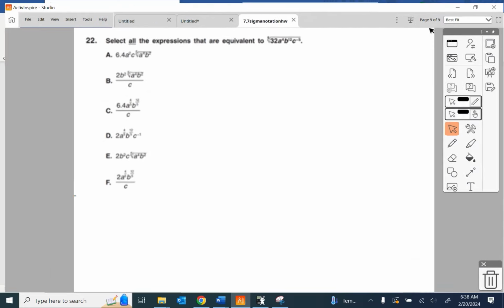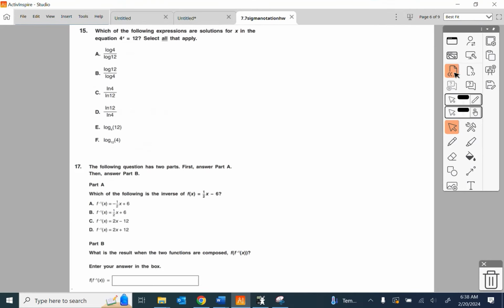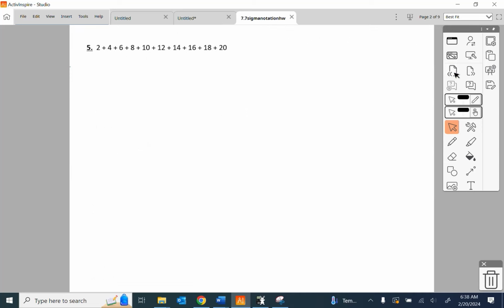All right, so we've got our 7-7 homework in front of us. Not doing ACT practice anymore. It's time to start getting ready for your EOC. So everything's EOC practice. Still got to show your work. Anyways, this is number 3.